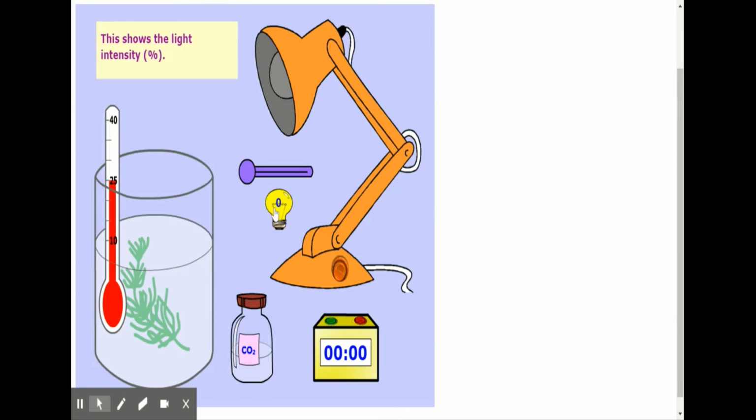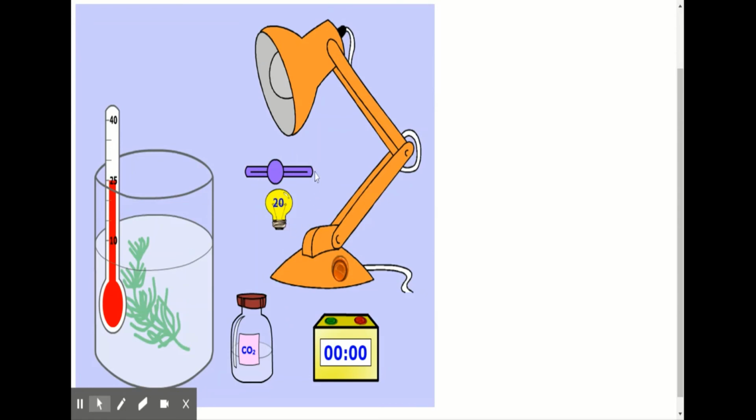So initially, if our light intensity is at 0, we can see that nothing is being produced. So the first result will be 0 bubbles at 0 light intensity. We can then increase the light intensity to 10, and we can start timing. 1, 2, 3, and count the bubbles for a minute and fill in your results in the table. Okay, you will then reset the clock and change the light intensity to 20 and count the number of bubbles produced.